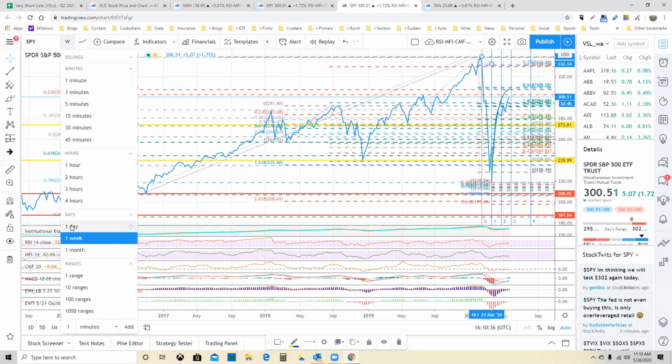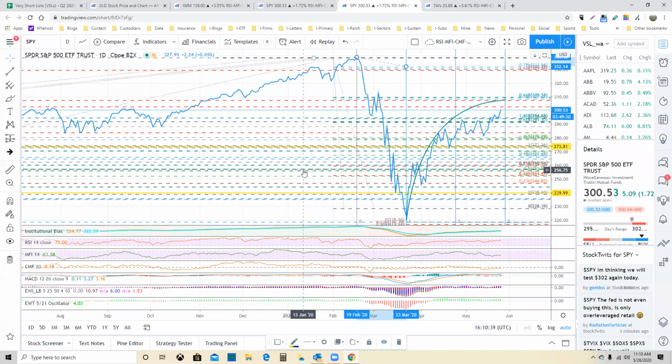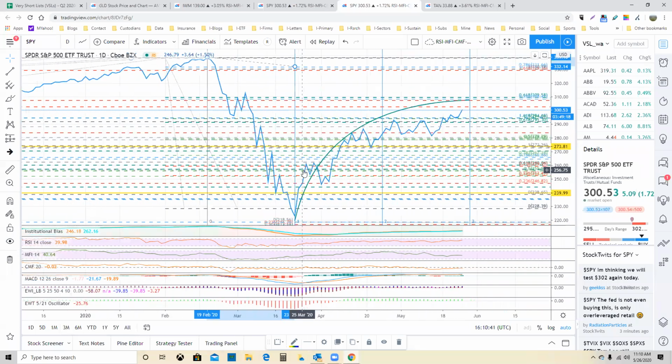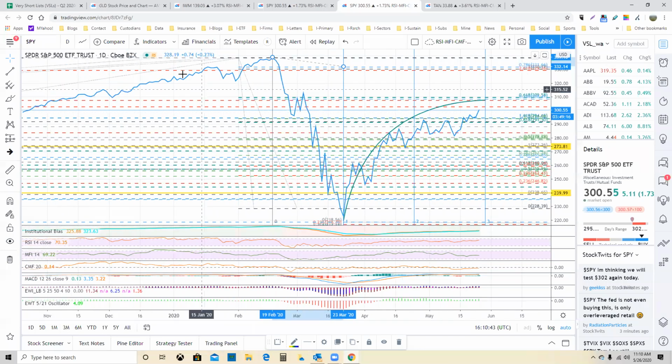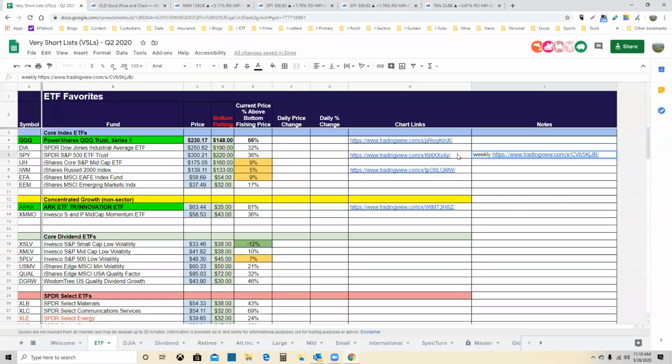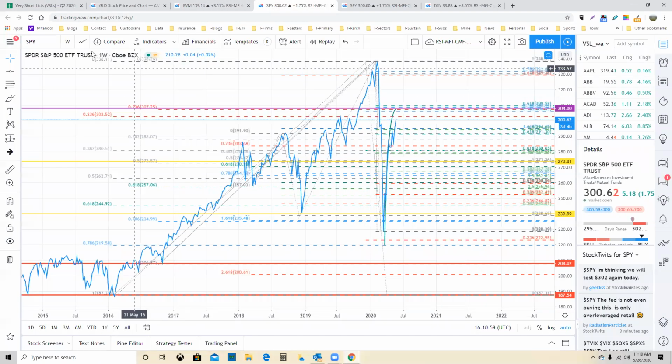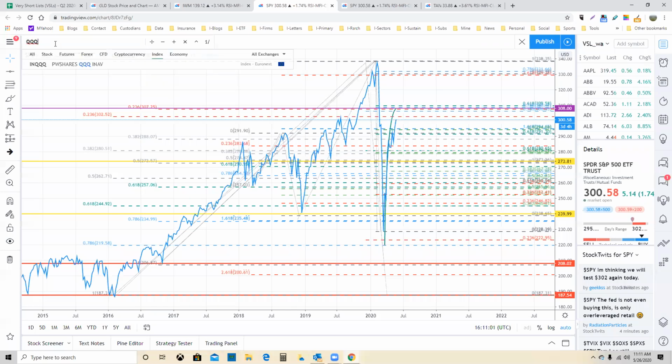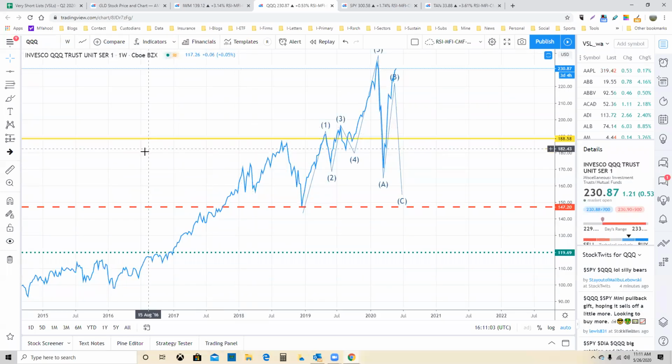Back to the daily. All right, because you can copy these, just play with them yourself, then change time frames, things like that. So let's do QQQ, seeing as that's the one we actually want to buy. Just get rid of the Elliott waves.